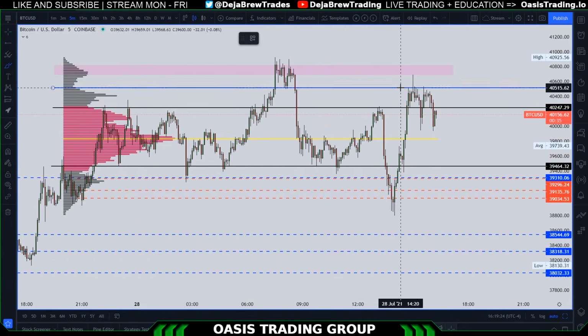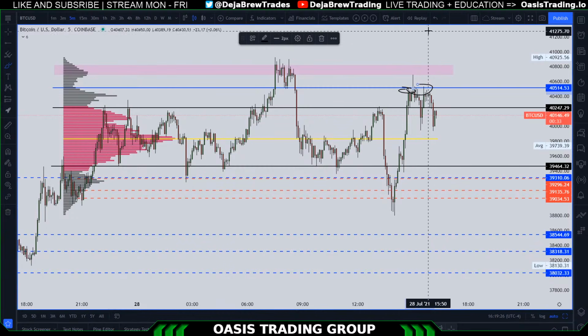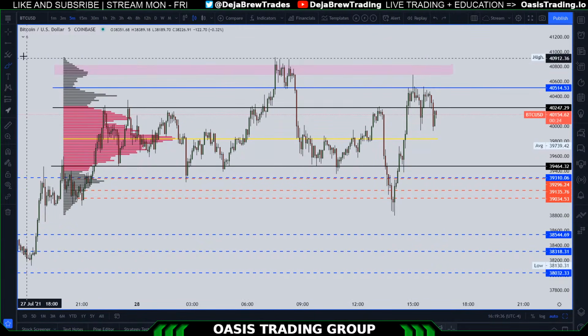Notice how it did not like that gap. You see that reaction to the gap? It did not like that gap at all. So that gap is acting as a massive rejection point. So very bearish on that gap.